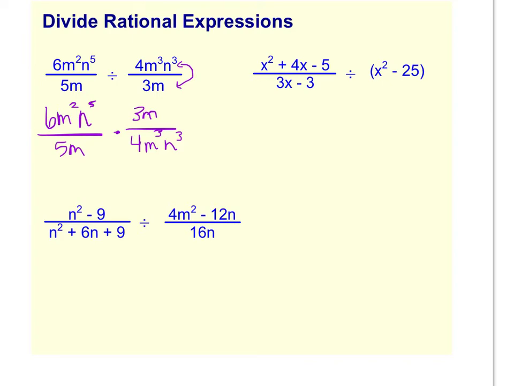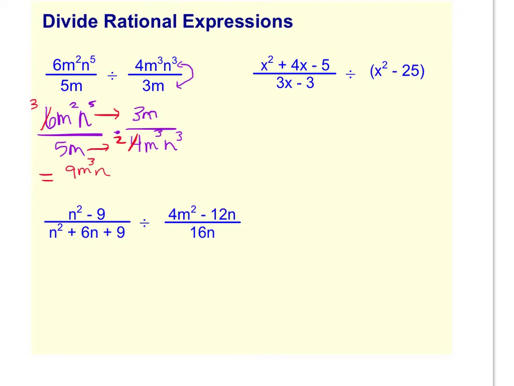Alright, now we can look for anything that we may be able to reduce before we multiply straight across. For me, I tend to just look at the coefficients. So I see the 6 and the 4. You can divide both by 2 and you get a 3 and a 2. Alright, so multiply straight across for these. You have your coefficients 3 times 3, so we get a 9. And then m squared times m. We're going to go ahead and add those exponents, and we get m to the third power.